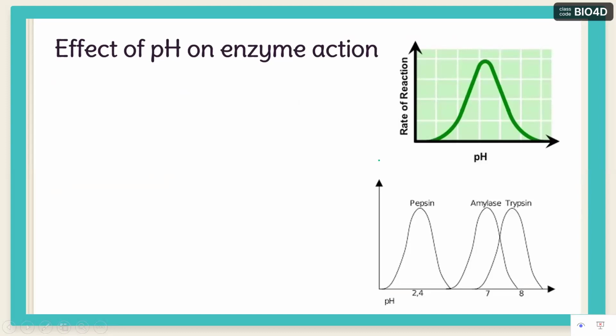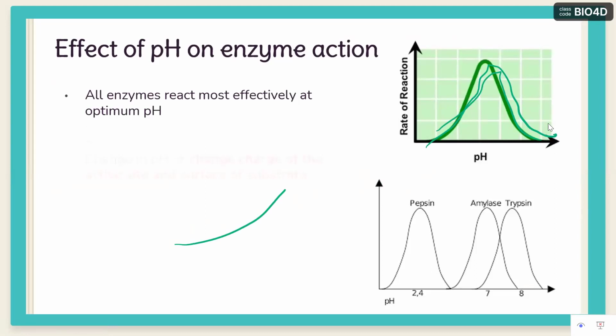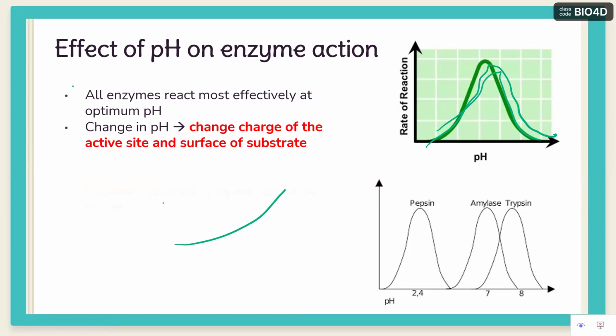The next one is the pH. Okay, you see the graph is very similar. It's a peak graph and then goes down. Peak graph goes down, same like temperature. So now your enzyme, same like temperature, needs an optimum pH. Okay, so you know pH. Now, do you know what is pH?